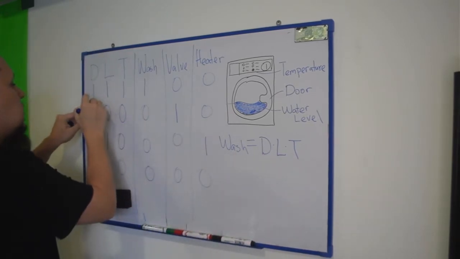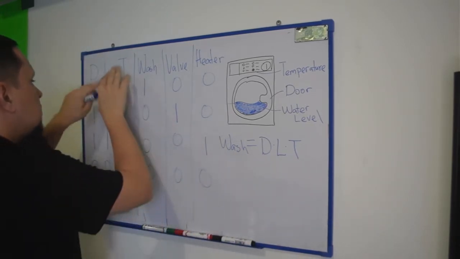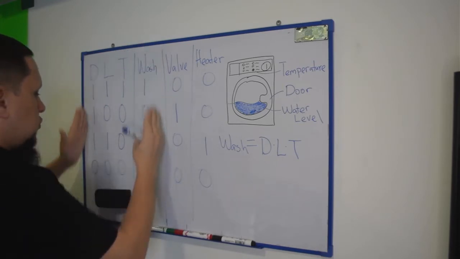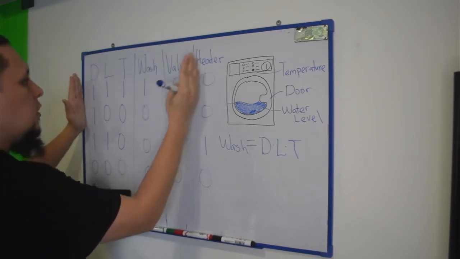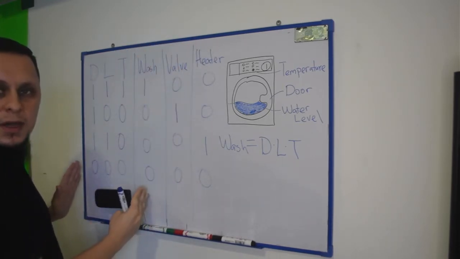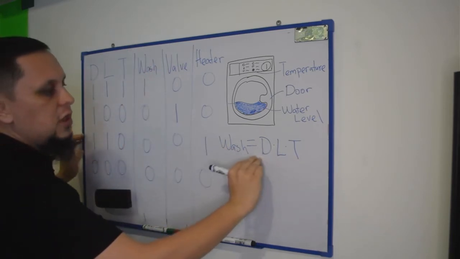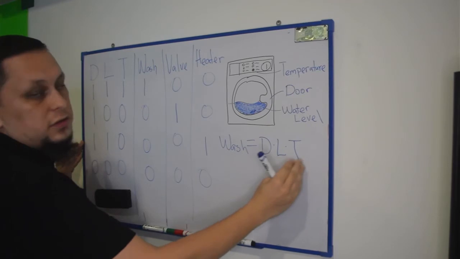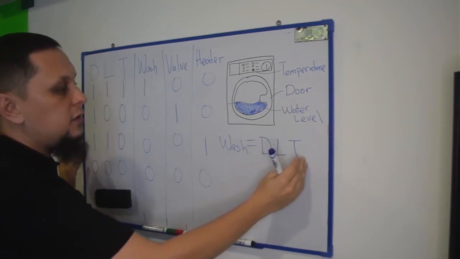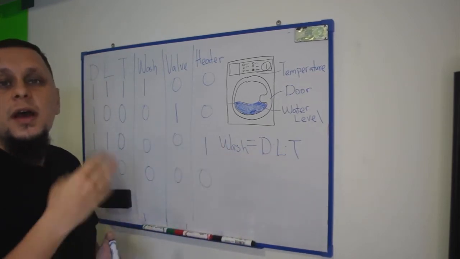So basically we're creating the SOP expression based on the truth table. This is the truth table here. We ignore the valve and the heater. Based on this portion of the truth table, we create the SOP expression, and the SOP says this, DLT. So when D is high, L is high, T is high, the wash will be high.